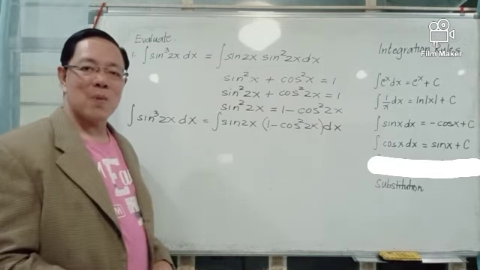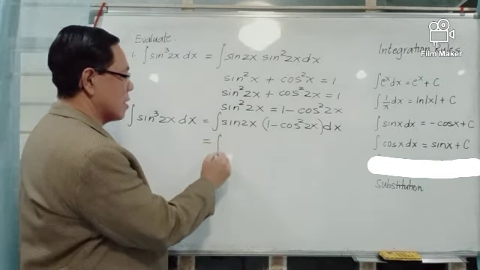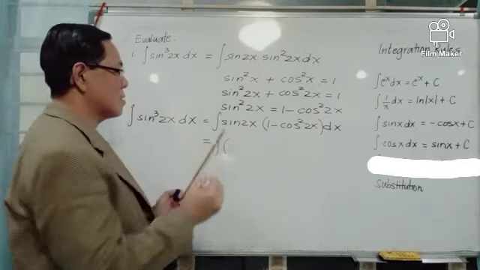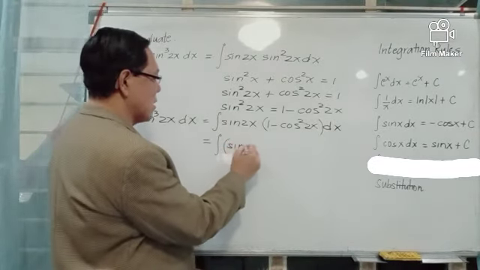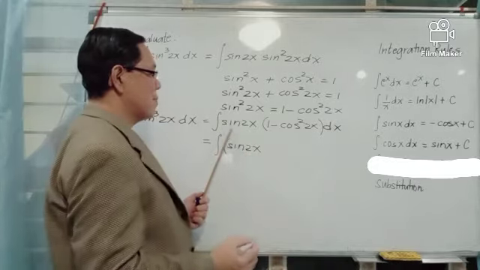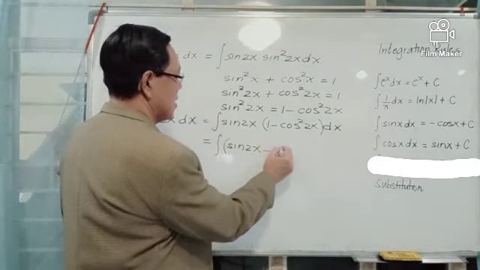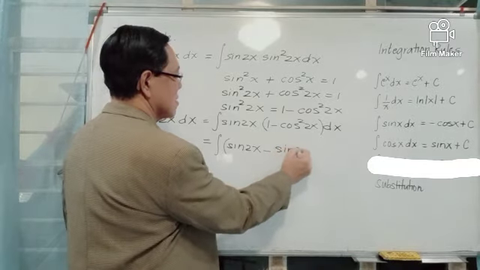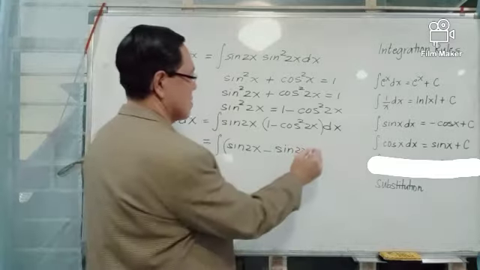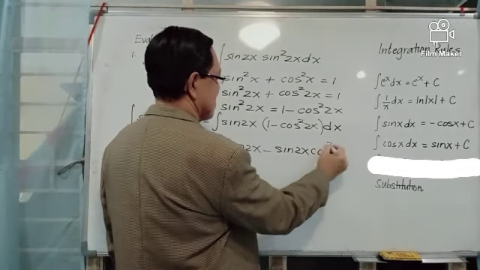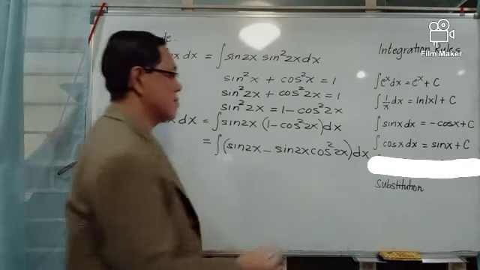This is now equal to the integral of sine 2x multiplied by 1 is sine 2x. Positive times negative is negative, so minus sine 2x multiplied by cosine squared 2x. We integrate with respect to x.